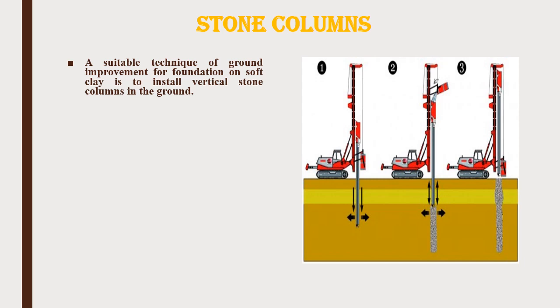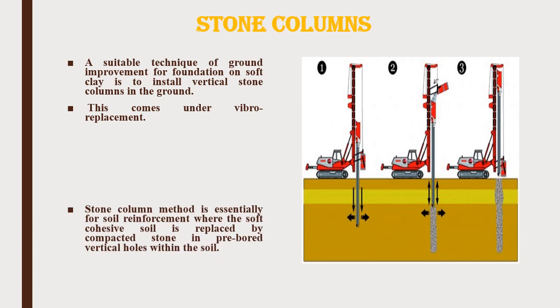Greater stiffness of stone columns compared to that of surrounding soil causes a large portion of the vertical load to be transferred to the columns. So stone columns is a suitable technique of ground improvement for foundation on soft clay, to install vertical stone columns in the ground. This comes under a type of vibro replacement.